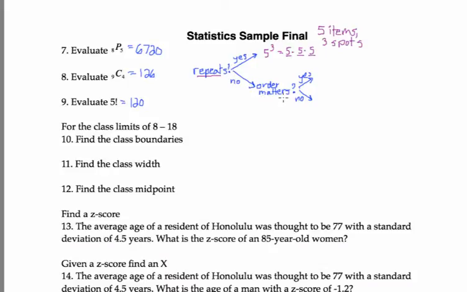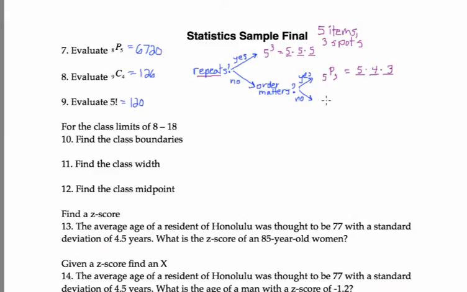Okay. Let's say you can't have repeats. Then you have to ask yourself, does order matter? If order matters, yes, then you would do 5P3. Or, again, put your spots out. How many choices for that first spot? 5. How many choices for the second spot? 4. How many choices for the third spot? 3. 5P3 is the same as 5 times 4 times 3.